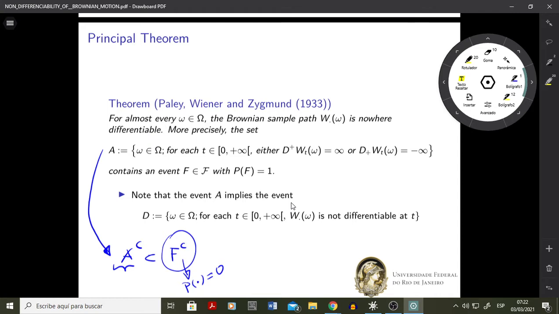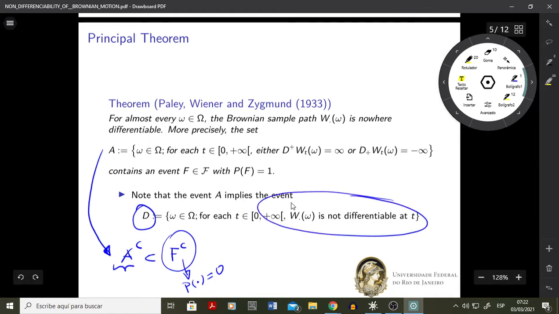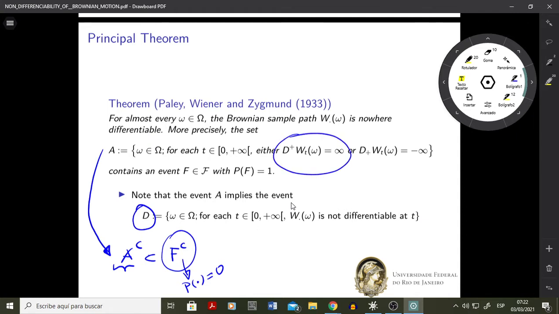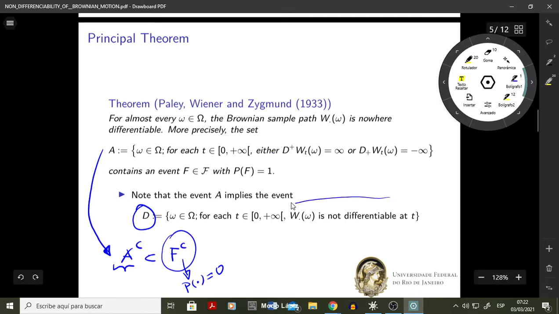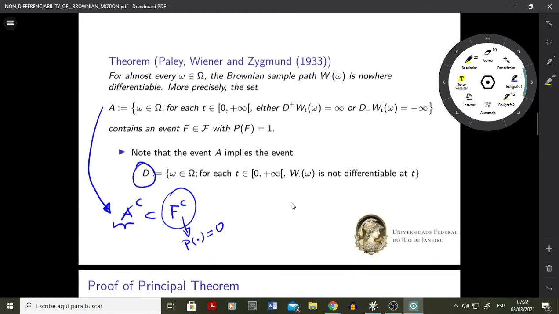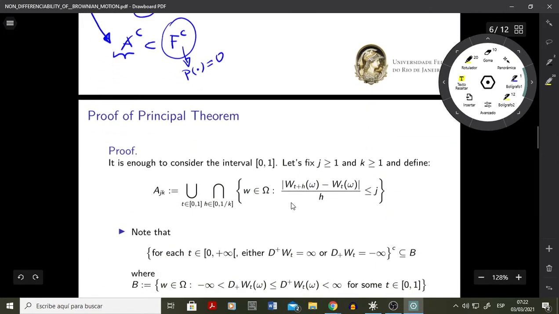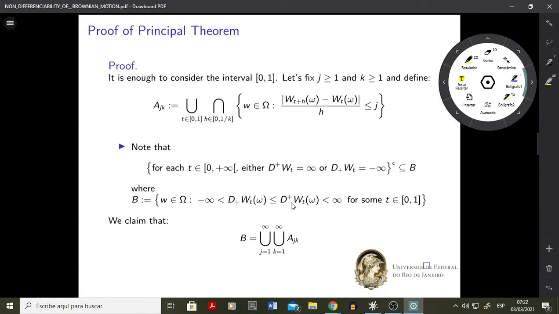So note that this event A implies this other event D, where the Brownian motion is not differentiable at t. Okay, because if one Dini derivative is not a real number, then the function is not differentiable at t. So to begin with the proof, it's enough to consider this interval, as in the proof that we saw before.